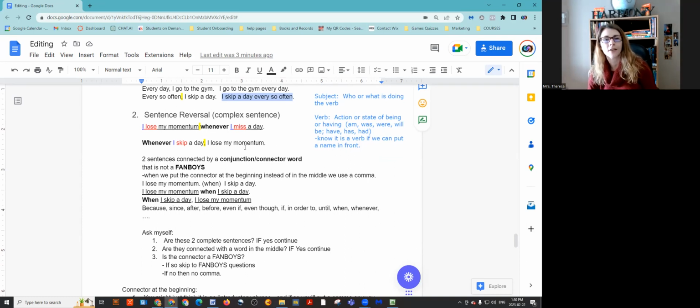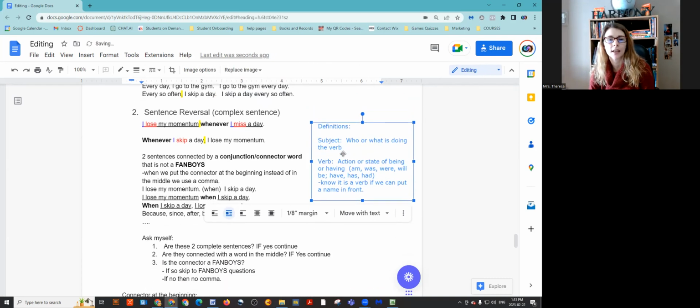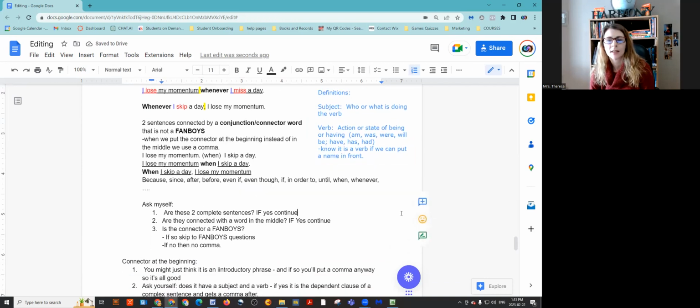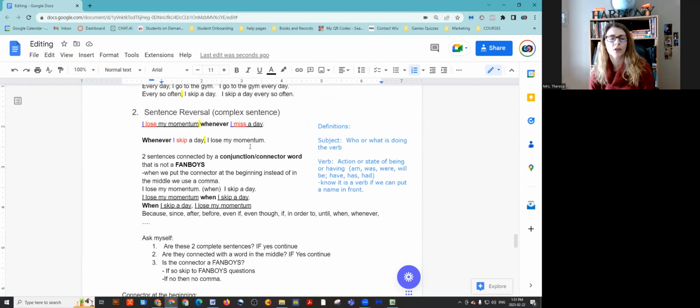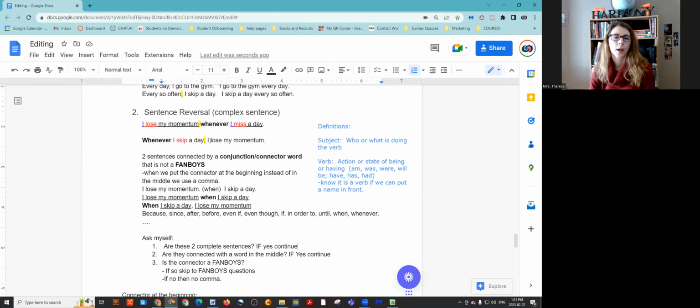Okay, so here we have sentence reversal commas. And the reason I have put this here is because when we talk about sentence reversals, people sometimes get that confused with introductory words and phrases. Okay, but grammar police, close your ears, all right? It doesn't really matter whether you know it's a sentence reversal or if you think it's an introductory phrase. As long as you put the comma, it doesn't really matter.